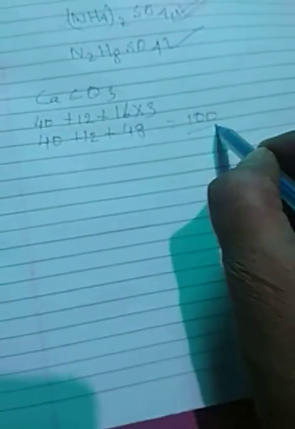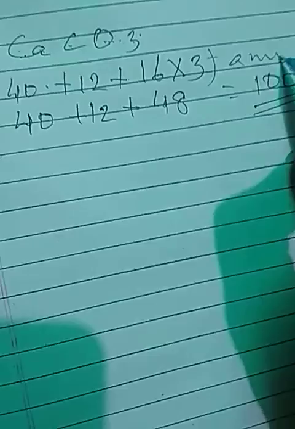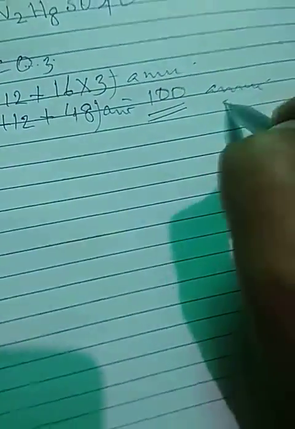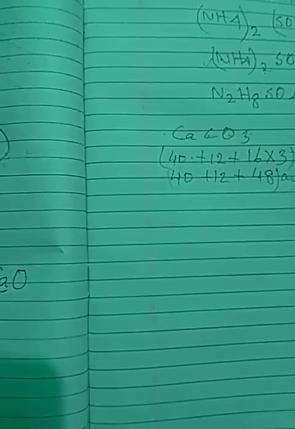Now, this simply 100 has no meaning. So, atomic masses are written in AMU, meaning atomic mass unit. So, the molecular mass of a compound can be calculated if we know the atomic masses of each of the atoms.